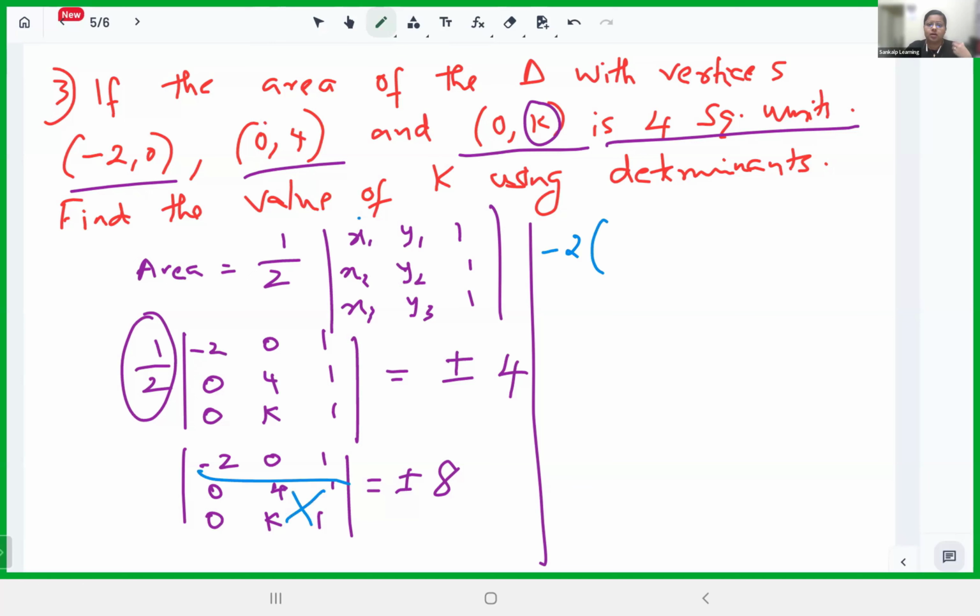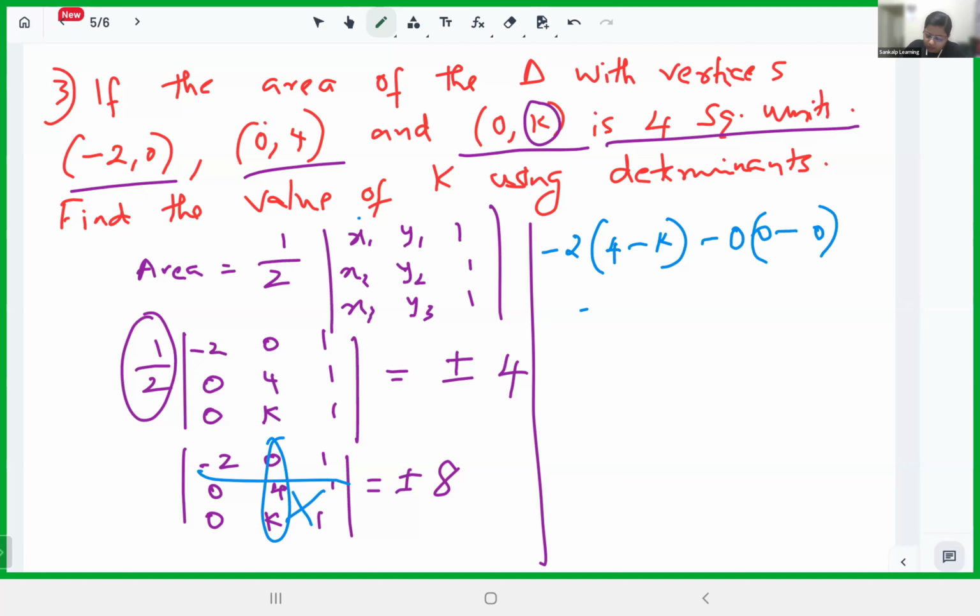If I remove the row and column containing minus 2, what is remaining? 4 into 1 is 4. Minus 1 into k is k. Right. Then you have to put a minus there. It is 0. 0 into anything is 0. So you don't need to write actually. But since you are studying, we can write that step also. That is minus 0 into. If I remove this column and row containing 0, what is remaining? 0 into 1. That is 0. Minus 0 into 1 is 0.